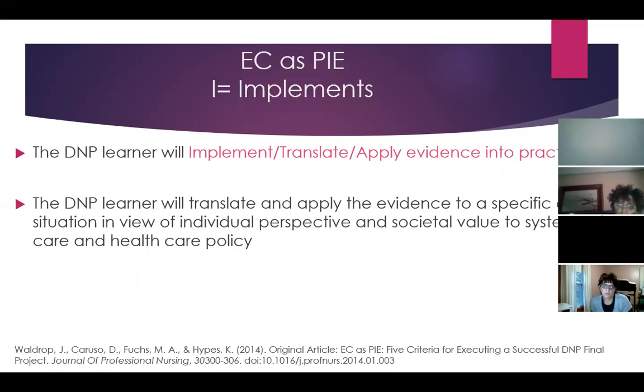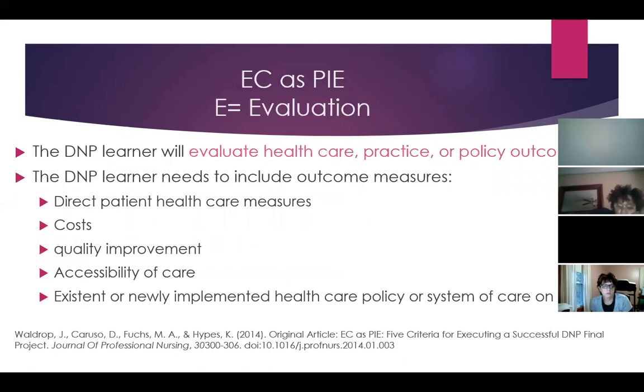And then implements, as we talked about, the DNP learner will implement, translate, and apply evidence into practice. And then E is the evaluation piece. The DNP learner will evaluate healthcare practice or policy outcomes. You need to include outcome measures, so direct patient care, healthcare measures, cost, quality improvement, accessibility of care, and of course any existing or newly implemented healthcare policy or system of care on a population.